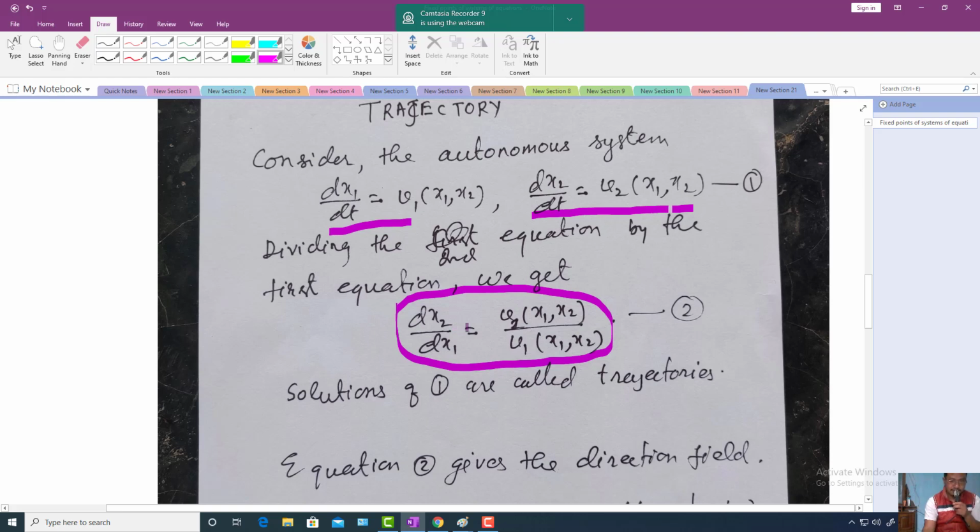The time variable is not involved here; only the x2 and x1 variables are involved, with dx2 by dx1. If you solve this equation, you will get x2 in terms of x1, or x1 in terms of x2. Then you think about a curve, with a proper initial value. That curve is called the trajectory or motion of the given dynamical system or differential equation. Again here also you can talk about the direction field.